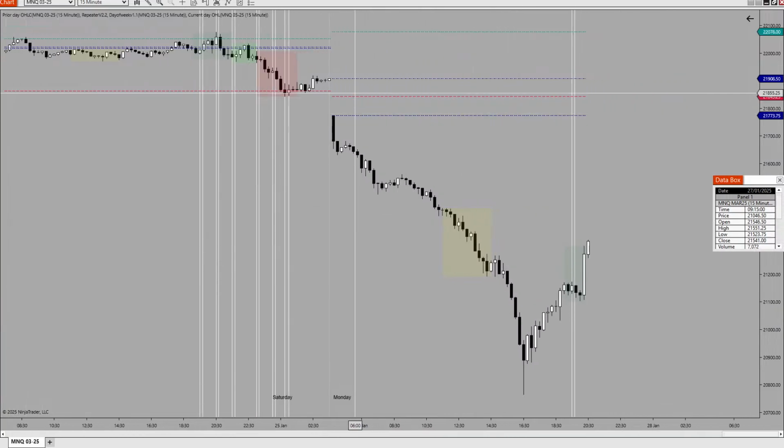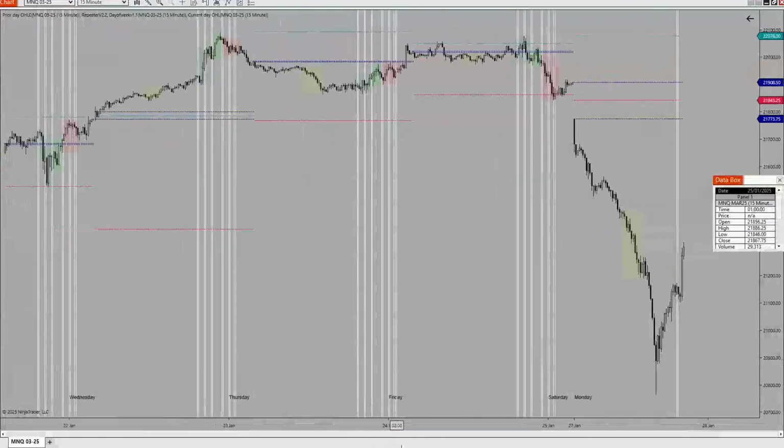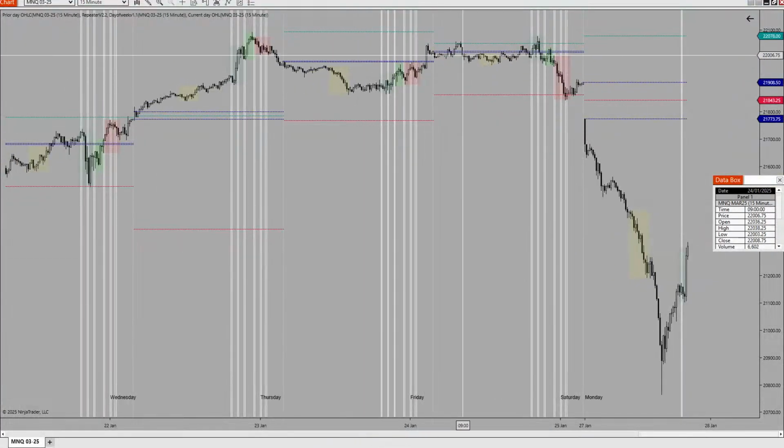Now, over here, you can see these dotted lines. This is basically an automated way of marking the new day opening gap. So this line is denoting the new day opening gap. And all these are new day opening gaps, which are all above the price right now.